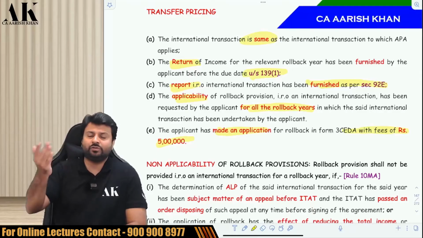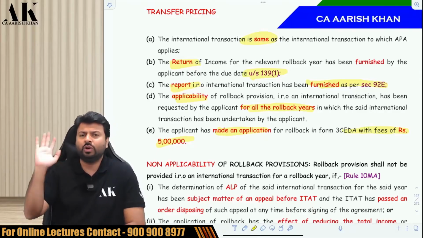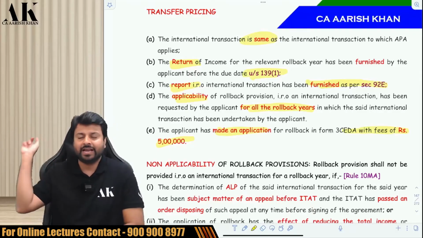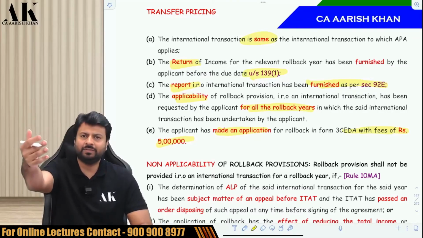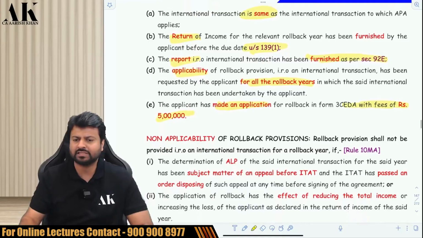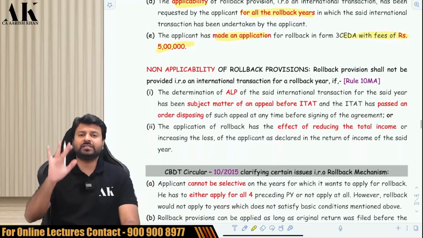all the rollback years. You cannot be selective, like 3 out of 4, 2 out of 4, 1 out of 4. You cannot be selective, and you have to make an application for 5 years with 5 lakh rupees. Okay, you have to make an application. You have to pay the fee of 5 lakh rupees along with the application in Form 3CEDA. Now this provision will not be applicable.